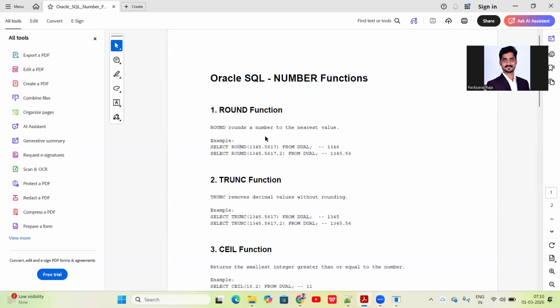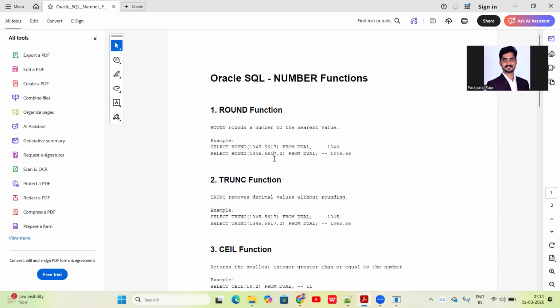Most of the time, payroll calculations or interest calculations use this round function. What it does is, if the digit is more than 5, it will go to the next number. See, 1345. Here it's more than 5, so it's going to 1346. That is how the round happens.